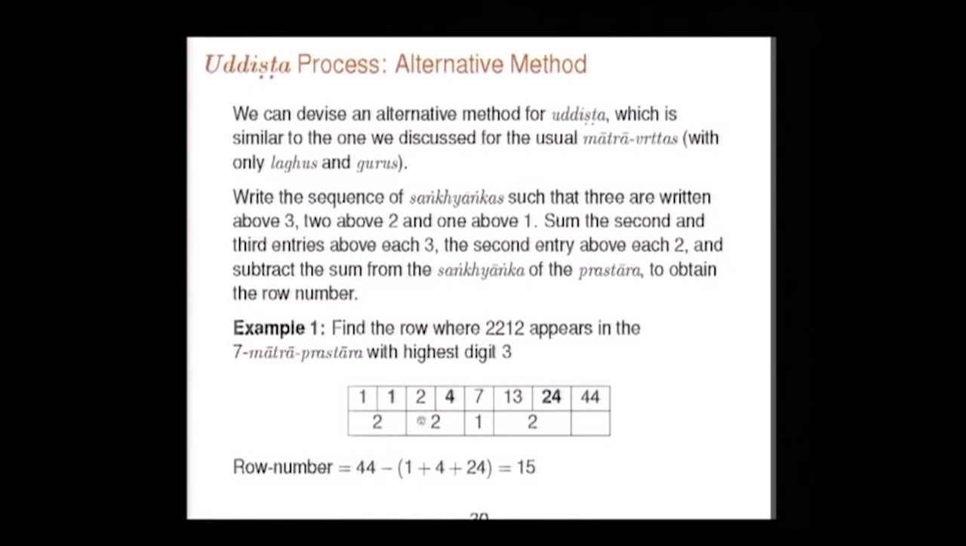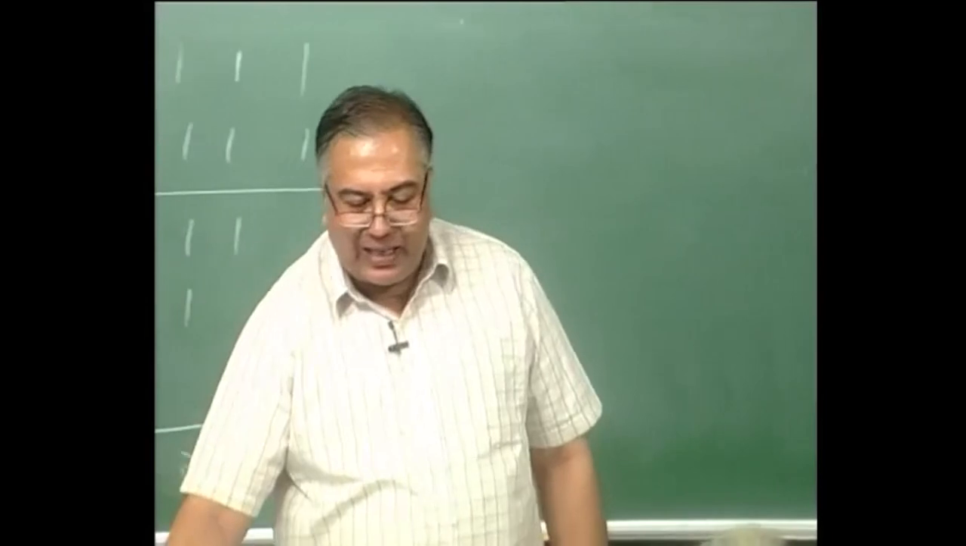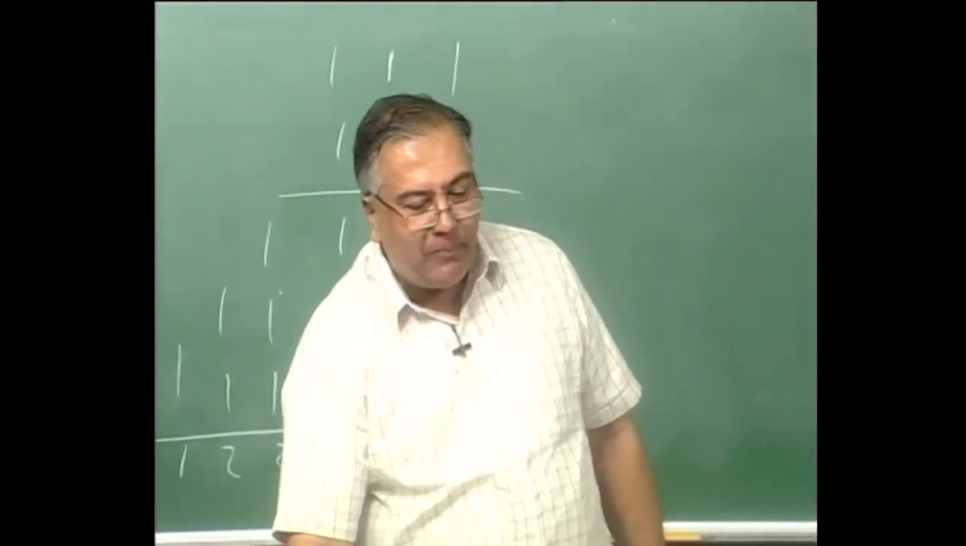2 are written above 2, another 2 are written above 2. 1 is written above 1, 2 are written above 2. So, only the second entry above 2 is significant and those are the patita sankhyankas, 24, 4 and 1. So, 44 minus... this example we had done just before, 2212 we had identified with the 22nd row. So, let us do another example.